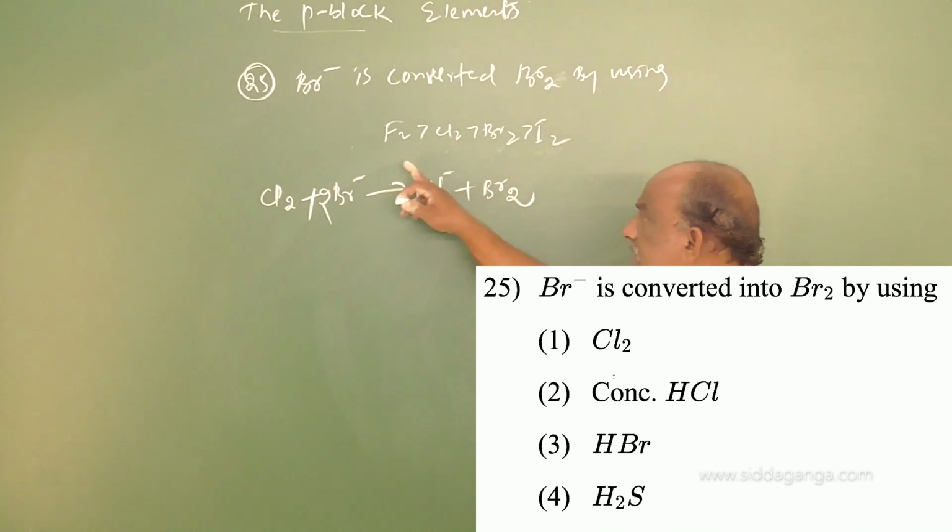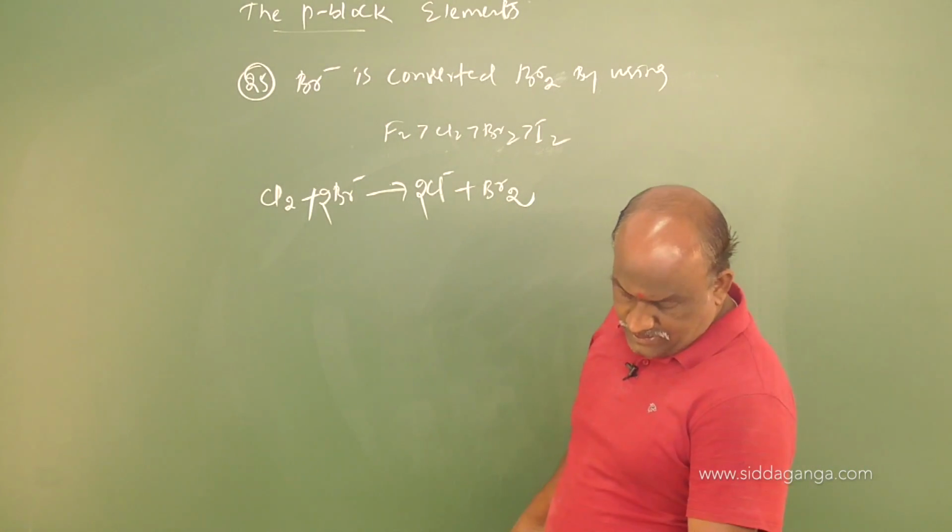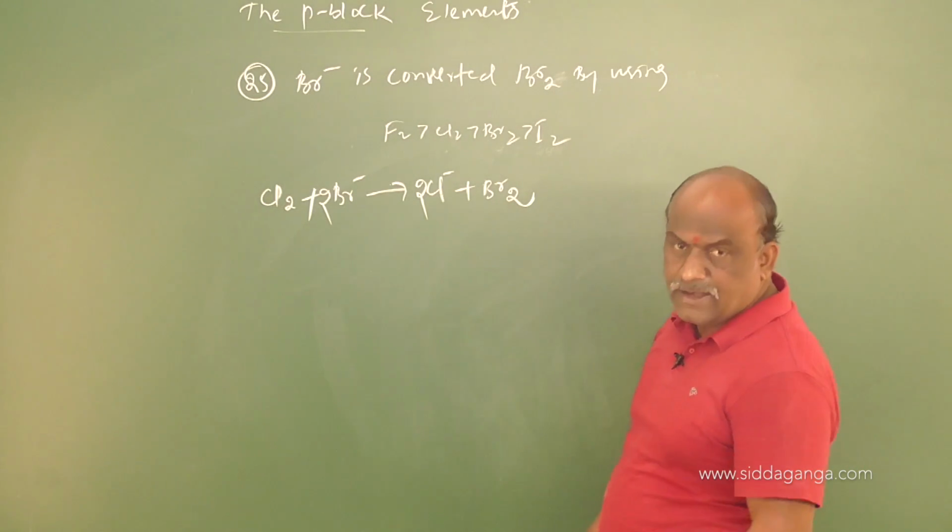So what will be the right answer for this question number 25? The right option is Cl2. Cl2 is the right answer for question number 25. After question number 25, the next number is 29.